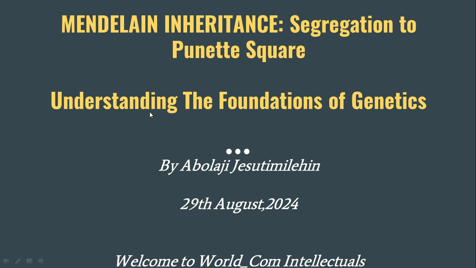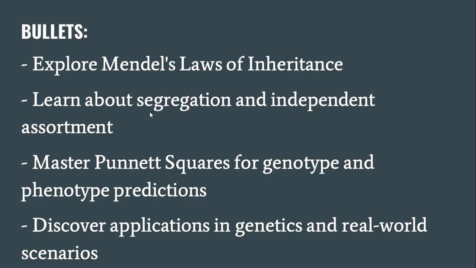Good evening to my world intellectual family. I welcome you all to today's presentation on Mendelian inheritance, segregation to Punnett square. Today we explore the fundamental principles of genetics discovered by Gregor Mendel. We delve into the concept of segregation, how alleles separate during gamete formation, and how Punnett square helps us predict genotype and phenotype probability. So in this presentation, we cover Mendel's law of inheritance.